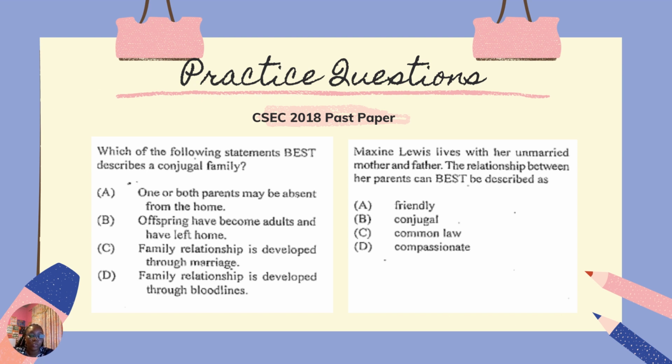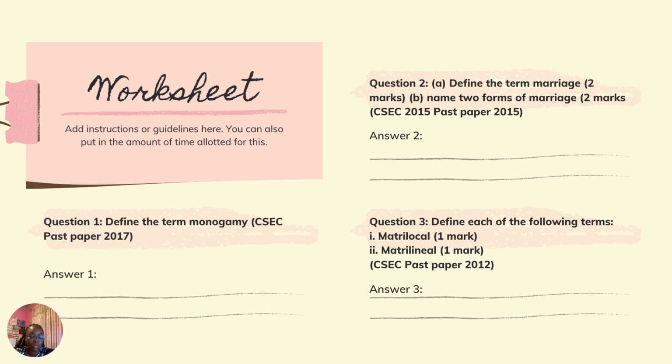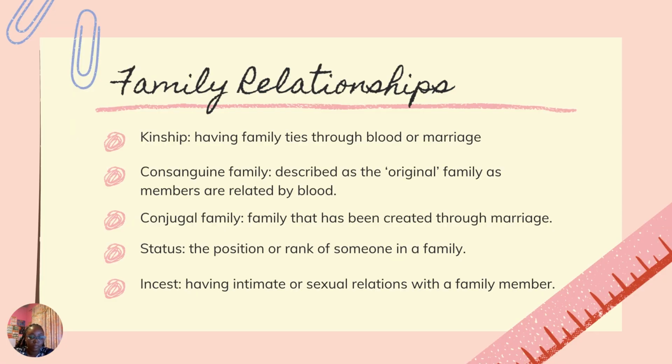My approach towards answering this question is that you answer them before you look at the multiple choice options. So what is the key term that we're looking for? Conjugal. So let's look back on the term conjugal. Conjugal is family that has been created through marriage. So we're looking for the key term, marriage.